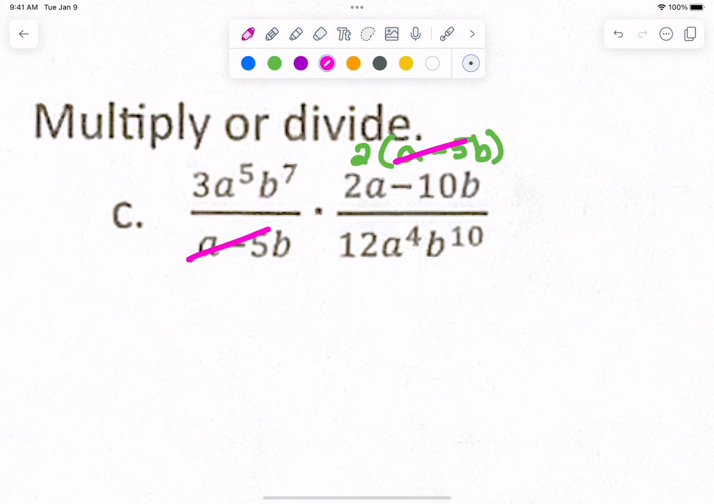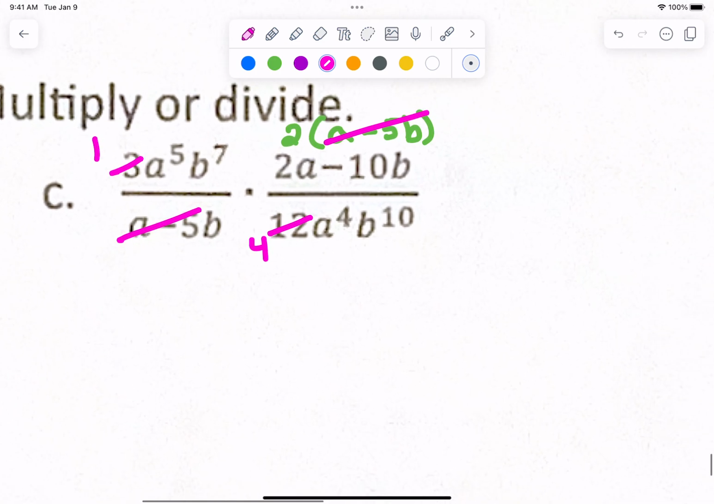So we're going to cancel this guy, cancel this guy. What else would you like to do? Let's divide the 3 and the 12. Can we take out a 3? No, can't do that. Never mind. I just took out a 3 and the 12, I canceled 1 and 4.